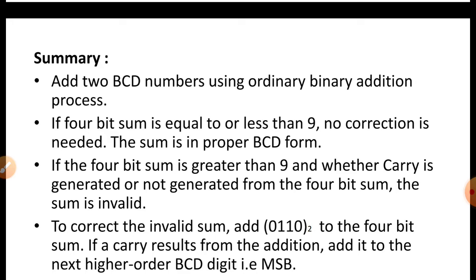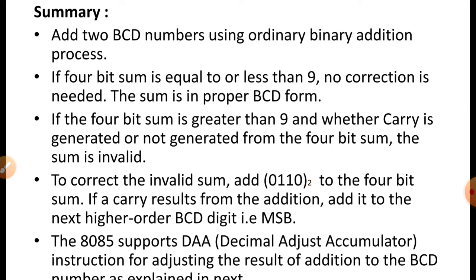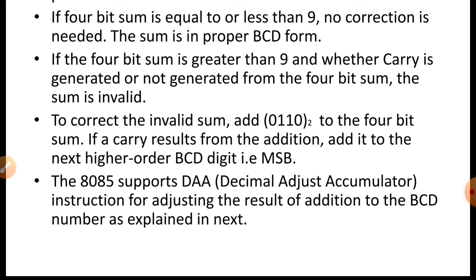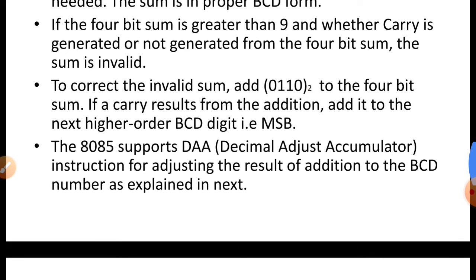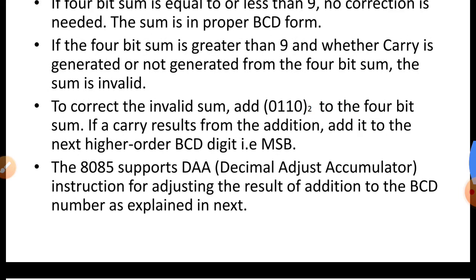So with the cases which we have discussed, the summary is that whenever we have to add two BCD numbers, we do the normal addition process, and if the sum is equal to 9 or less than 9, we do not have to worry, because it is in the correct form. But whenever the 4-bit sum is greater than 9, whether carry is generated or not, we have to do some adjustment by adding decimal 6 to it.